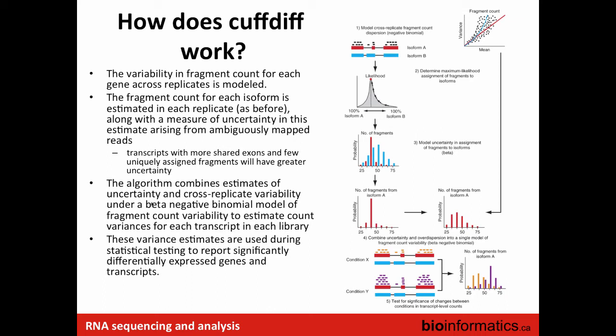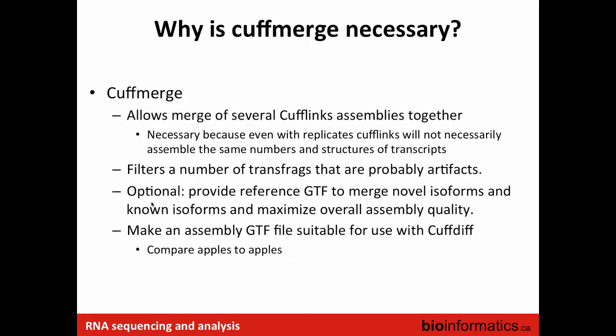So it somehow combines the estimates of uncertainty and the cross-replicate variability. It uses a beta-negative binomial model to perform a statistic and basically comes up with a p-value, and it has a built-in multiple testing correction as well, so you'll get a q-value, and that will give you this concept of a differential expression statistic. And again, I believe there's a separate paper describing the whole CuffDiff differential expression statistic. Or maybe it's in the CuffLinks paper.